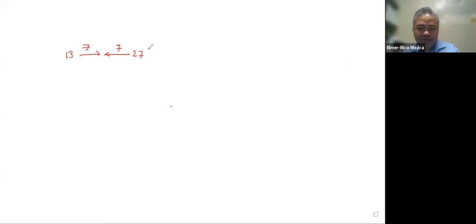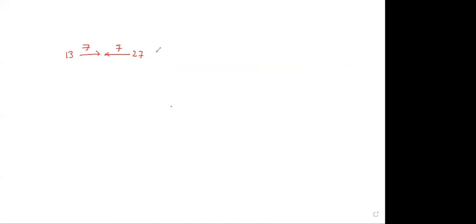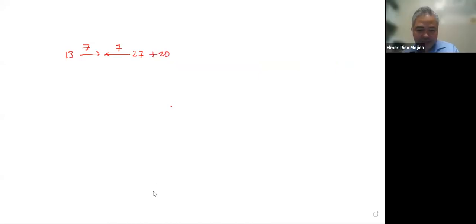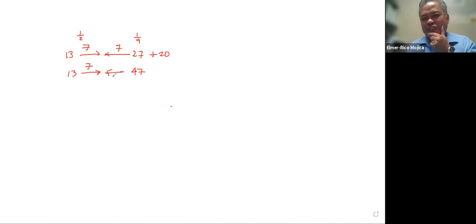Now, what if in some instances you add 20 items here? So what will happen? This now becomes 47. Remember the exchange: 1/2 of box R goes to box P and 1/4 of box P goes to box R. So 1/2 of 13 is still 7. Now what is 1/4 of 47? Can we say 12? 12, 12, 24 plus 24, 48. So I think it's 12, right?